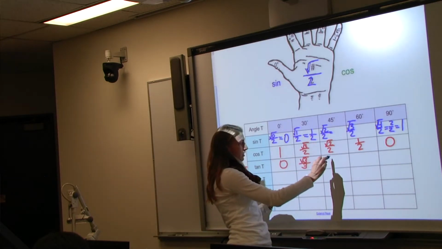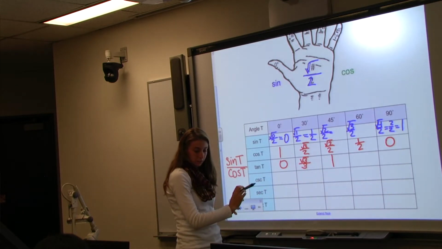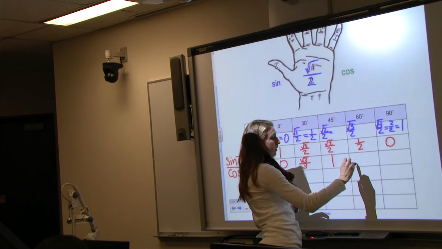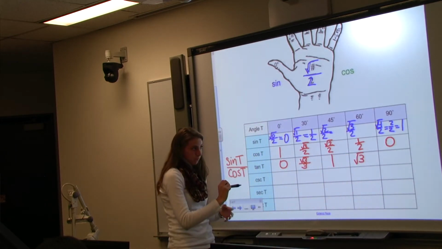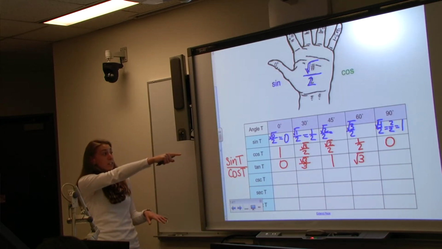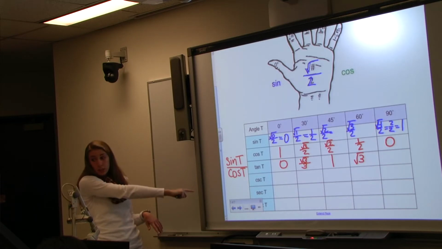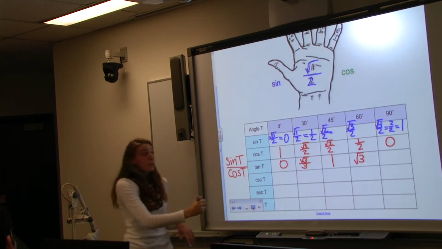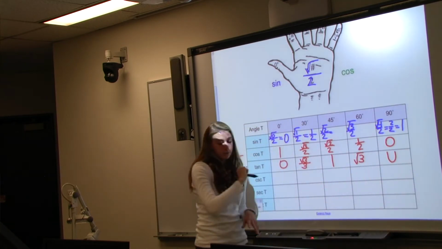This one, we have the same thing over, so it's going to be 1. Here we get the square root of 3. And for 90, since we're dividing by 0 here, cosine is 0, and that's on the denominator. It's going to be undefined. So you can just put a big U there, that'll be fine.